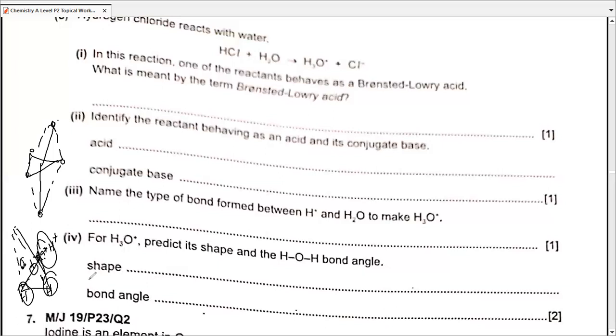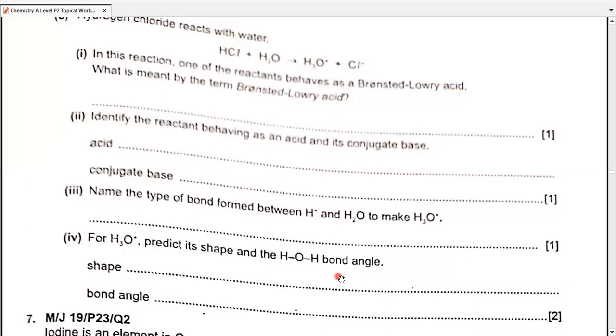So what about the bond angle? 107. Three bond pairs and one lone pair. It is almost equal to what ammonia has, since ammonia is around 107. So we will also consider it as 107. Good. Okay, moving on.